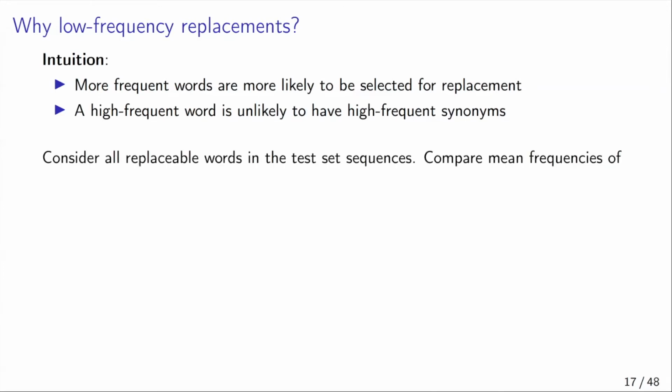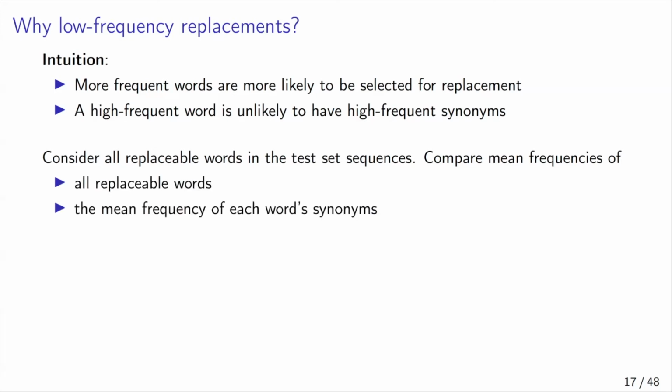So as an experiment, what we did in order to quantify this a little bit is we said, let's consider all of the replaceable words in the test set sequences. Replaceable here means all of the words that are potentially replaceable by each of the attacks that we look at. And then we use all of these replaceable words and compare their mean frequencies with the mean frequency of each word's synonyms. So for each replaceable word, we take all of the synonyms and compute the mean frequency of those.